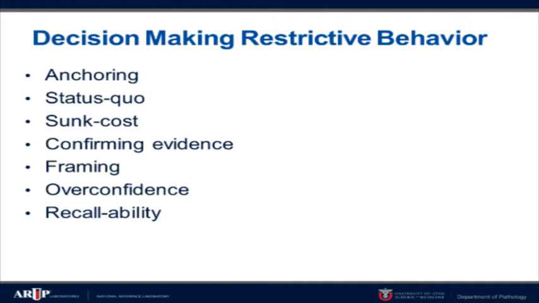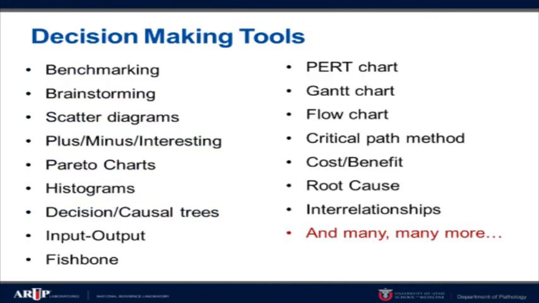Overconfidence: let's make a decision, but I know I'm right and this is what we're going to do. Or recallability is when you say, we need to make this decision, but I remember in the old days we had a similar decision and this is what we made. So when you're making decisions as management or as a manager, you have to be really careful about the restrictive behavior. Now, there are 1,000 ways to look at decision making.